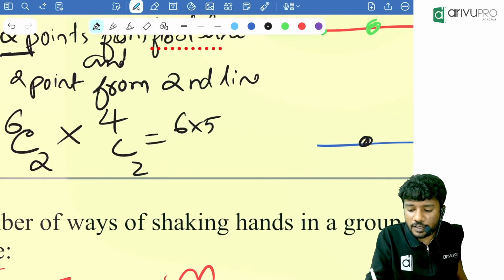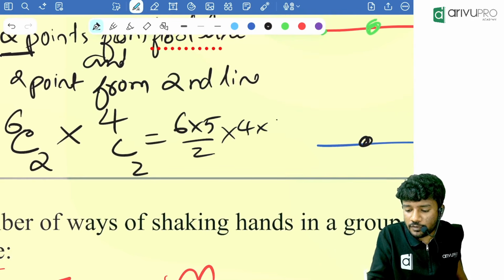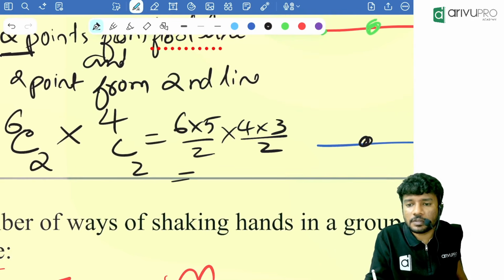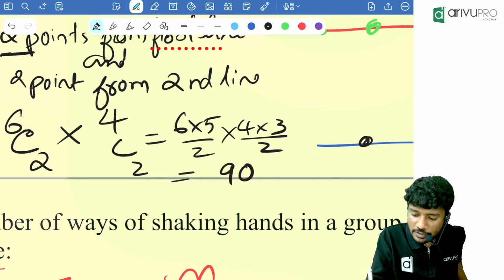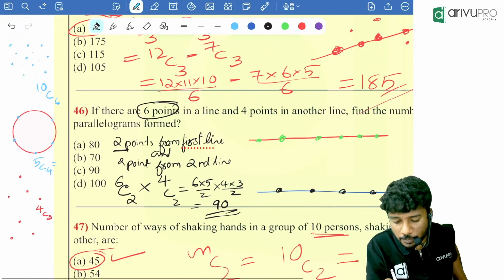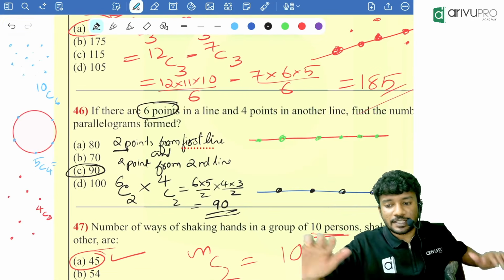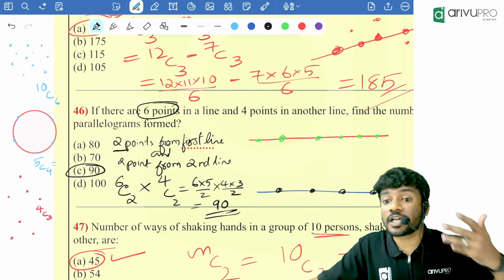6 into 5 divided by 2 into 4 into 3 divided by 2. How much is your answer, people? Get me the answer. 90 is your answer. Well and good, people. Option C is your answer. So at the end of the day, just think what you require.